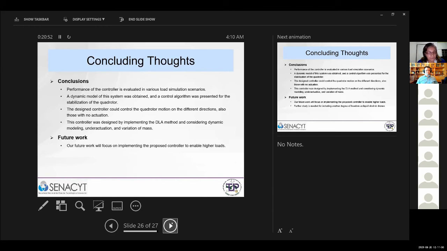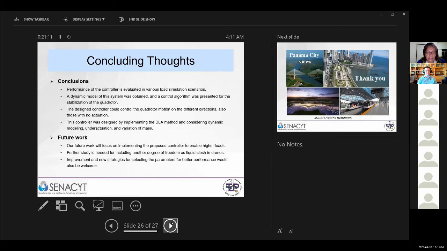Our future work will focus on implementing the proposed control to enable higher loads, and further studies are needed for including another degree of freedom, such as liquid slosh in drones. Improvement and new strategies for selecting the parameters for better performance will also be welcome.